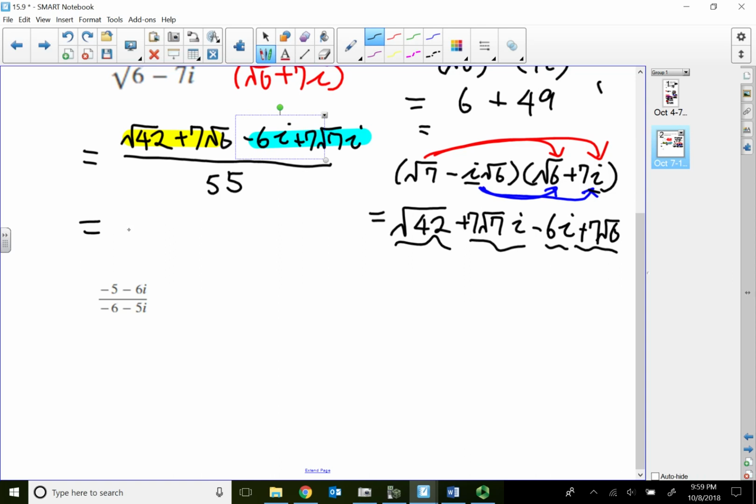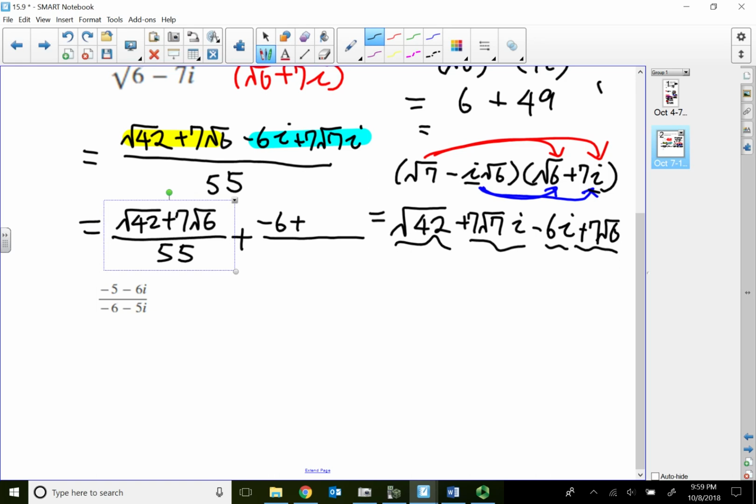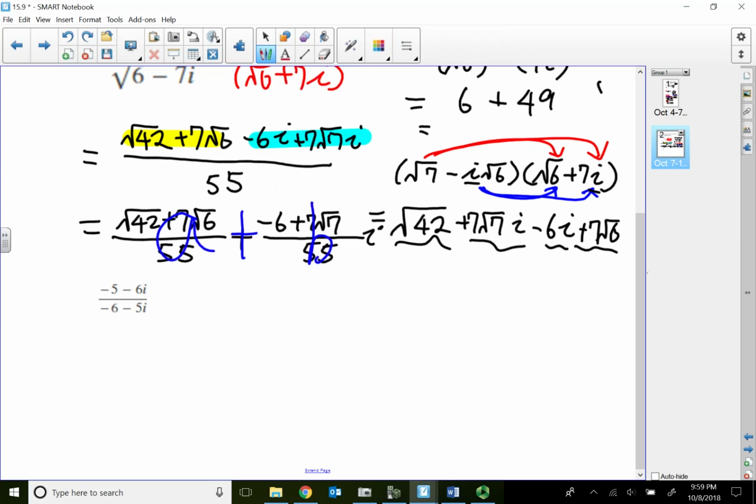So we can rewrite this as square root of 42 plus 7 times square root of 6, both terms, over 55, plus, okay, the 2 negative parts have a common factor of i, so we can factor it out. So that's negative 6 plus 7 square root of 7 over 55, and put the i right beside the fraction. We can do it that way, because when we write it this way, we are saying this is A plus Bi form.